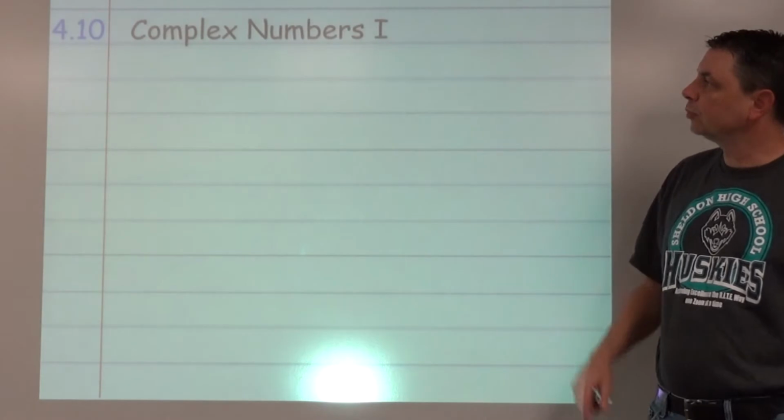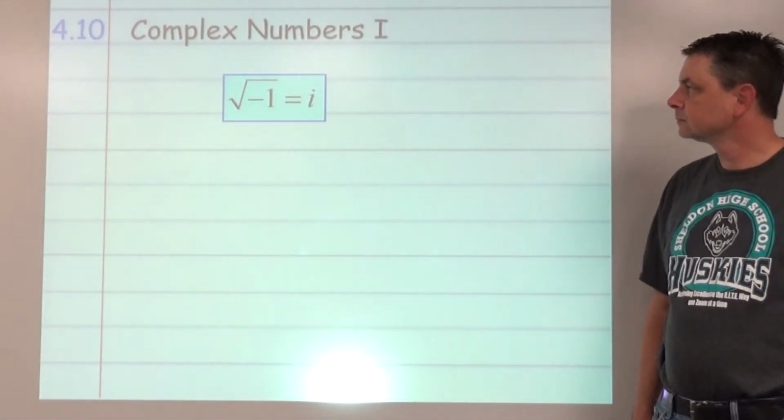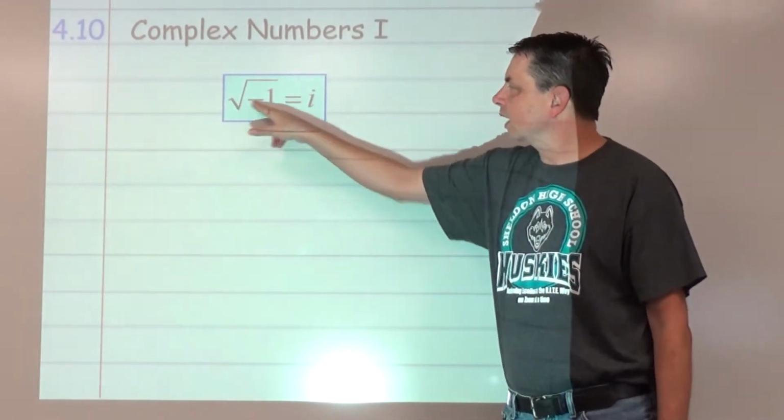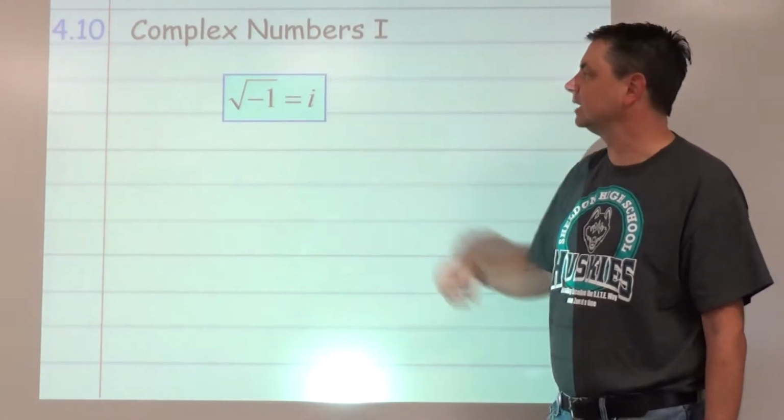Today's lesson is 4.10 Complex Numbers, Part 1. And it all stems from the square root of -1 being defined to be the imaginary number i.